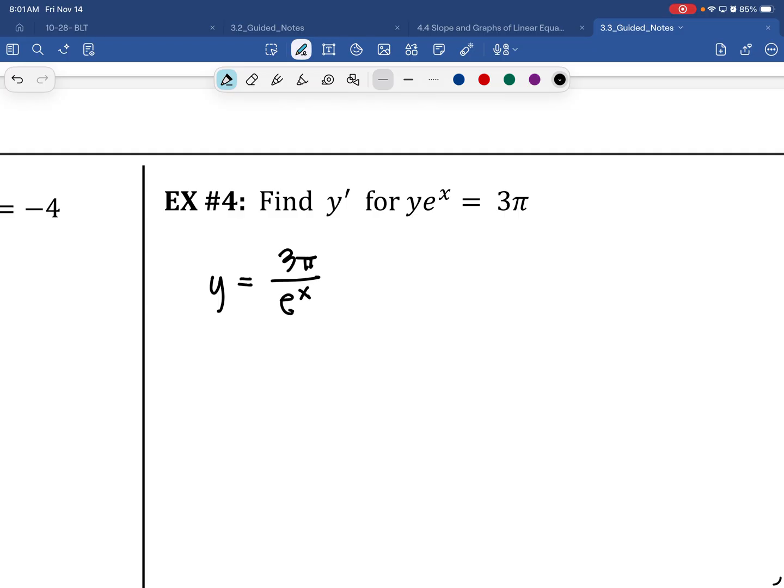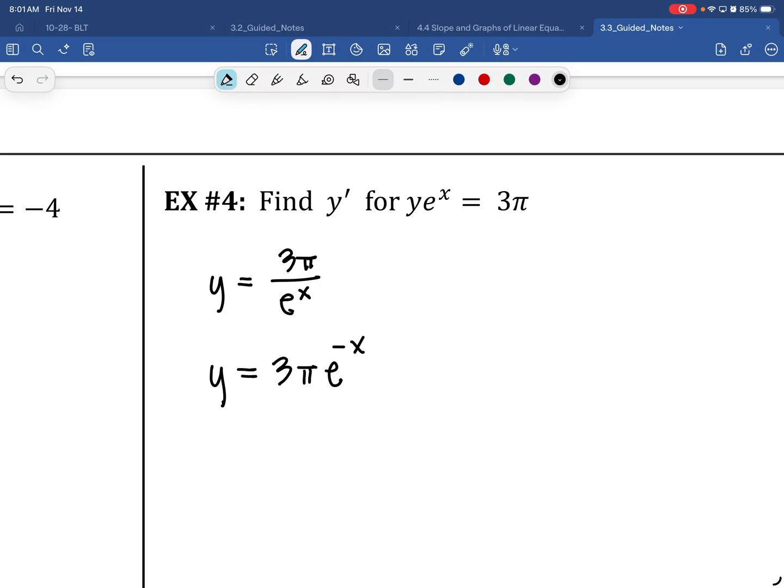Now I've got a quotient rule. That sucks. So then what I would do is make the exponent on e negative so that I don't have a quotient rule anymore. Right? And this is no different from what we've been doing.